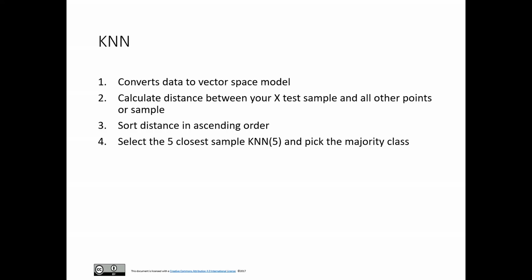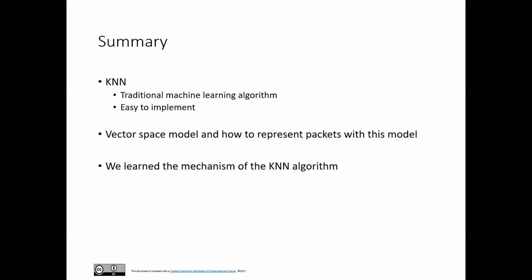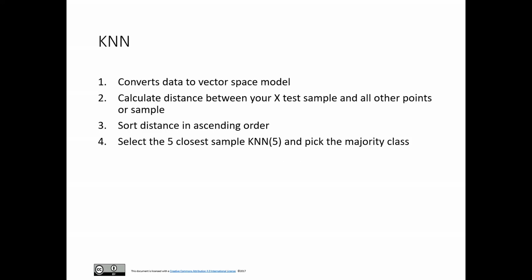All right, and so that kind of summarizes the algorithm there. You convert the data to the vector space model, you calculate the distance between your X test sample and all points, and sort. You need to pick a distance metric. Something that maybe I didn't mention is that when you calculate the distance, you need to pick what is called a distance metric.